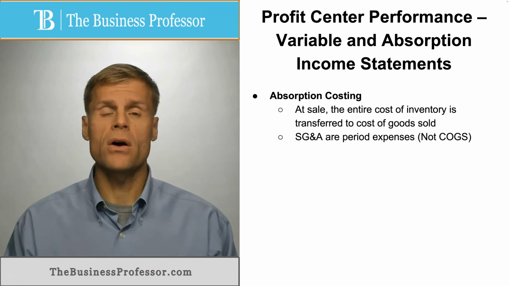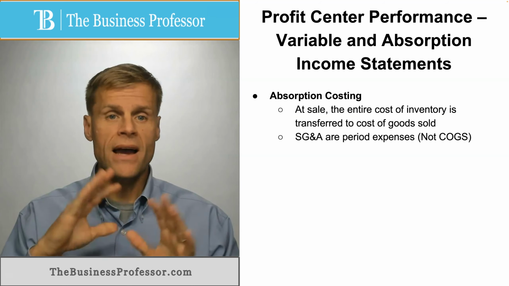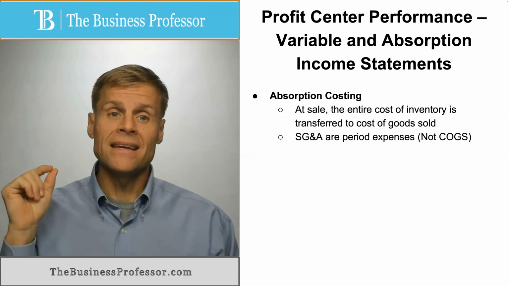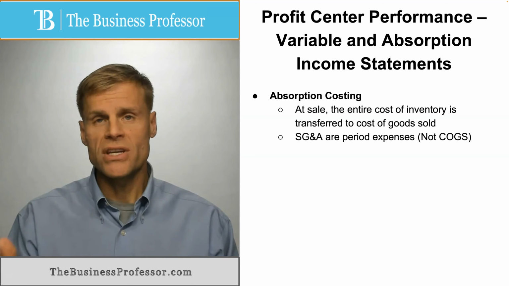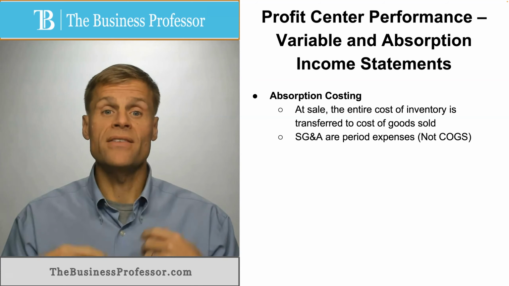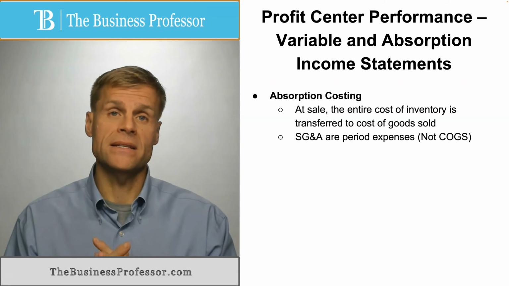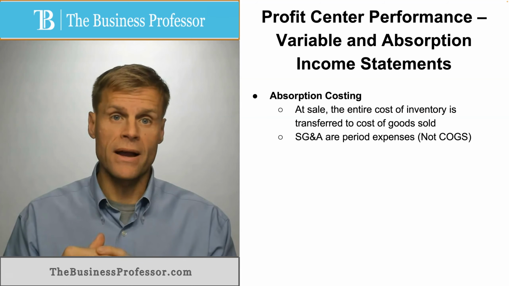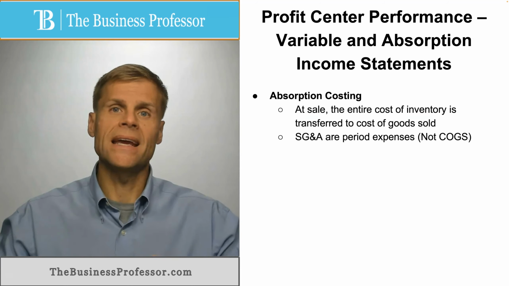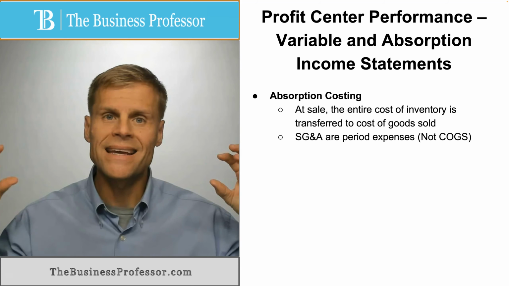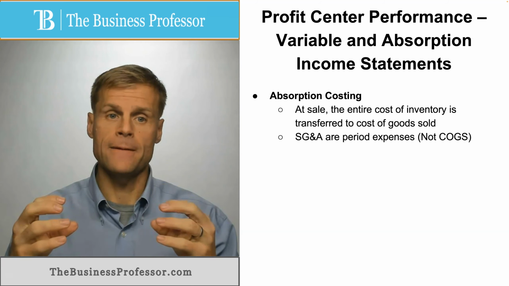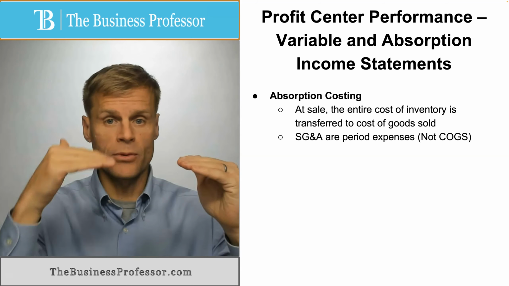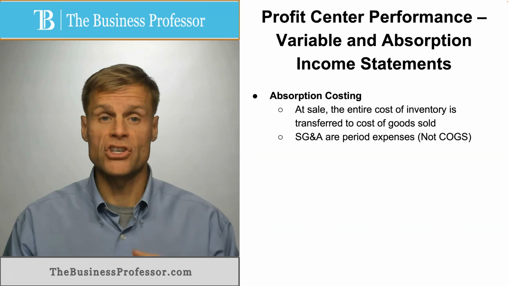So with absorption costing, when you actually sell the inventory, the entire cost of the inventory is transferred to cost of goods sold. Now, the selling, general, and administrative expenses are period expenses. Okay, so your variable costs are still included in the cost of goods sold. Everything is absorbed in there, if that makes sense.